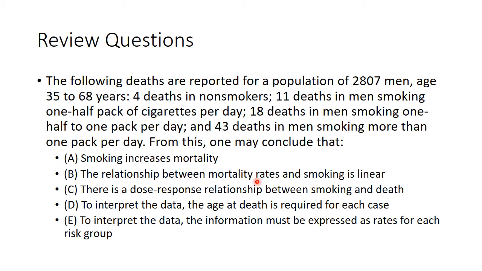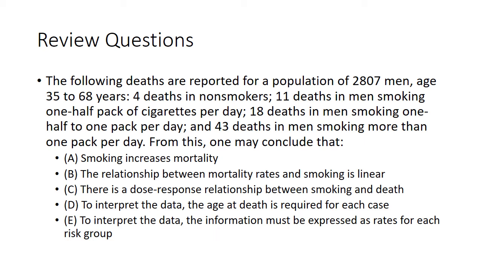Perhaps. The relationship between mortality rates and smoking is linear. There's a dose-response relationship between smoking and death. To interpret the data, the age at death is required for each case. Okay. And then to interpret the data more, the information must be expressed as rates for each risk group. What do we think?